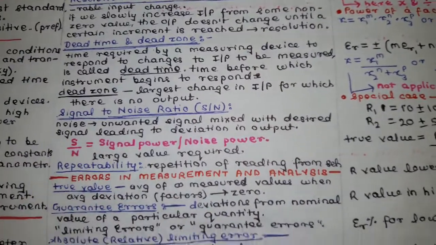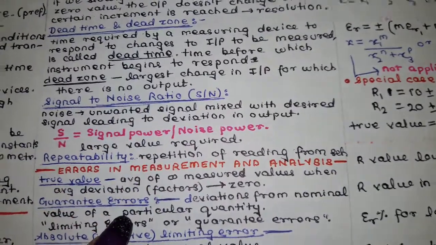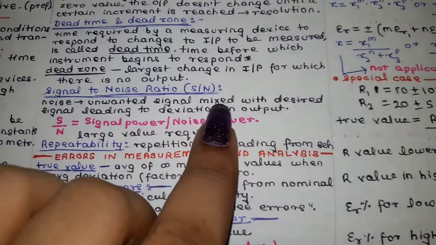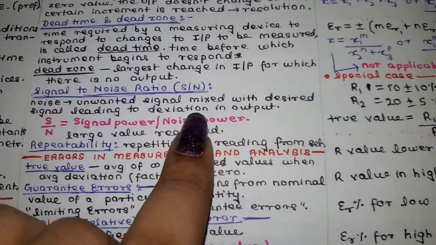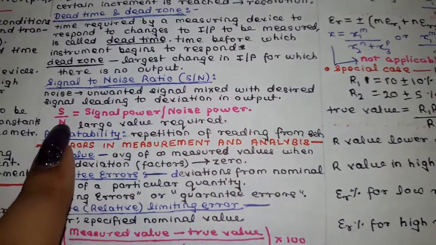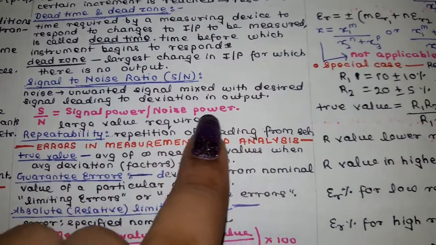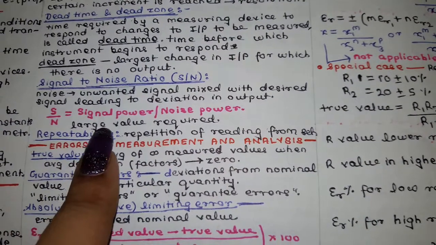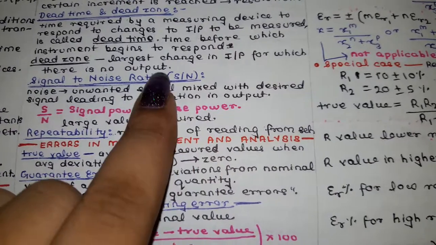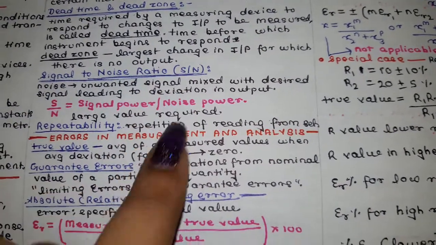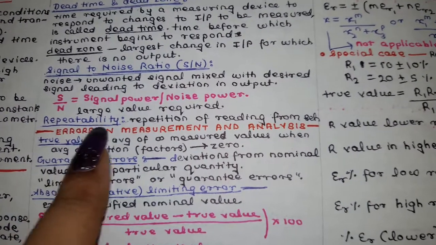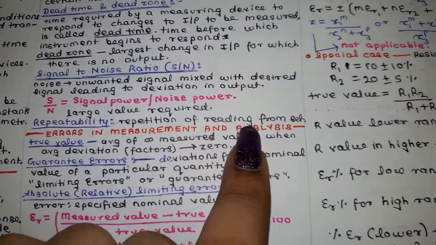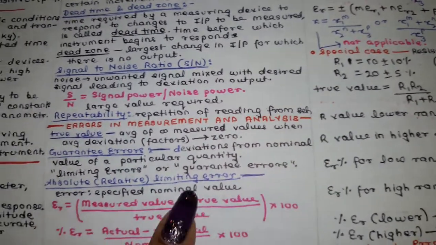Then we have signal to noise ratio. Noise is an unwanted signal mixed with the desired signal, leading to some deviation in the output. S upon N, the signal to noise ratio, we expect it to be large in value. We want a larger magnitude of signal to noise ratio. Then what we are talking about is repeatability, the repetition of readings from a measuring instrument.